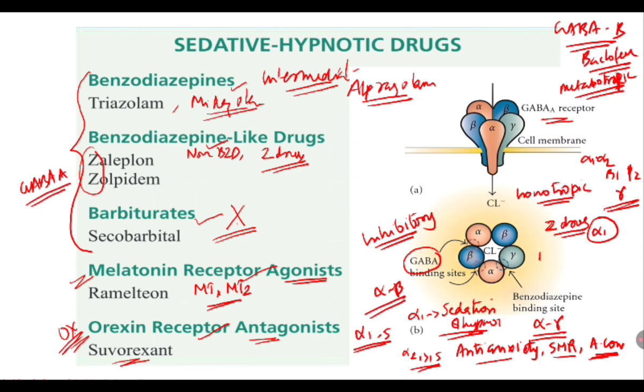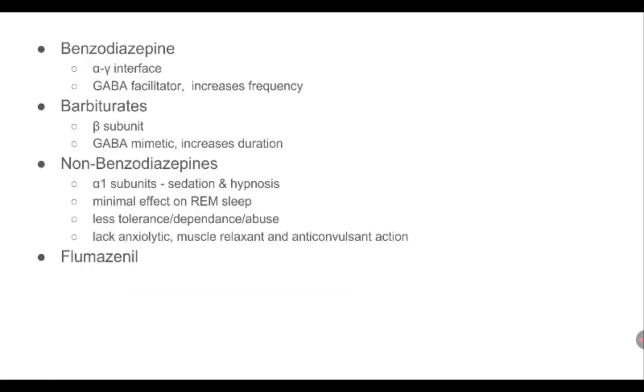And the last one is a barbiturate. Barbiturates are mainly binding to the beta subunits. So these three drugs, benzodiazepines, benzodiazepine-like drugs, and barbiturates, are binding at the GABA A receptor. GABA A receptor is an ionotropic receptor which helps in the conductance of chloride ion, and this chloride ion is coming inside the cell and causes hyperpolarization. Okay, hyperpolarization.